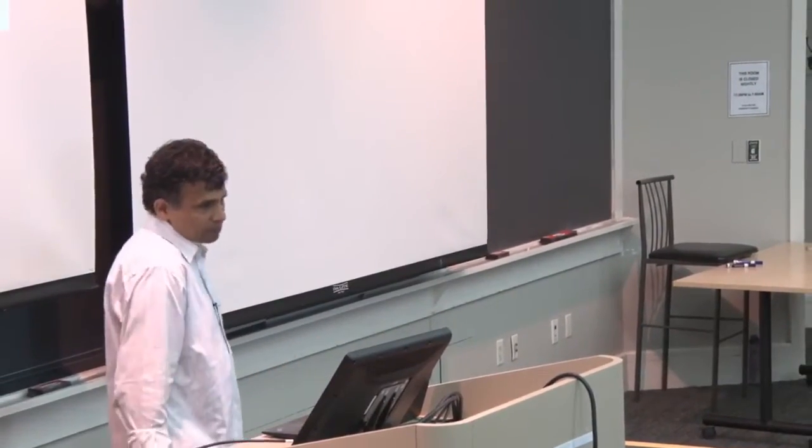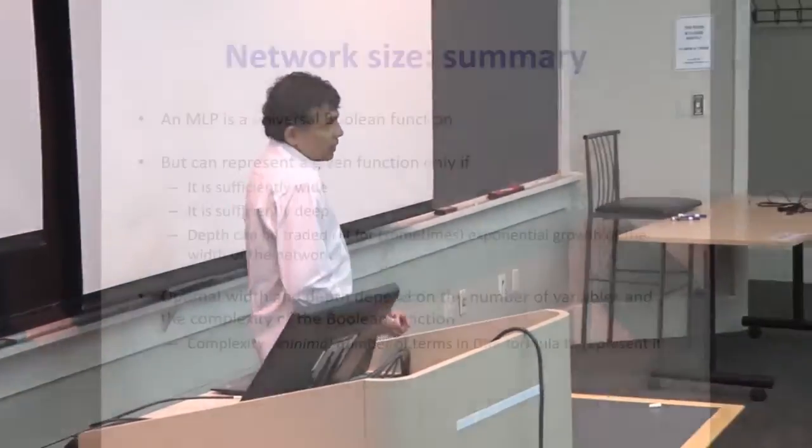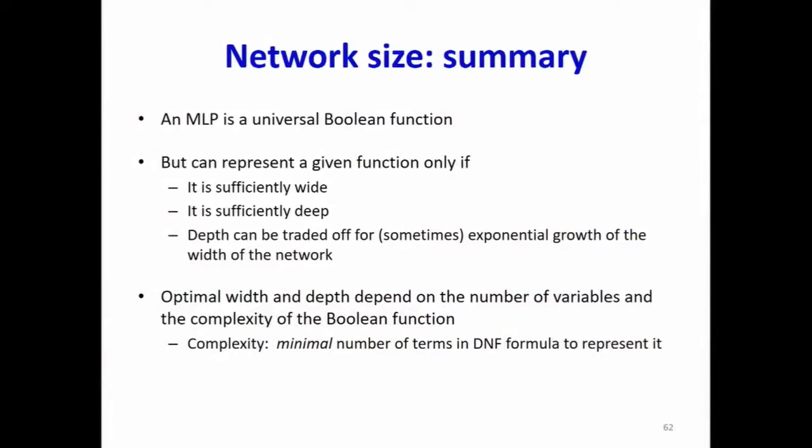depth really matters. So, in summary, an MLP, as a universal Boolean function, can represent a given function only if it's sufficiently wide and sufficiently deep. Depth can be traded off for exponential growth of the width of the network, and optimal width and depth depend on the number of variables and the complexity of the Boolean function itself, right?